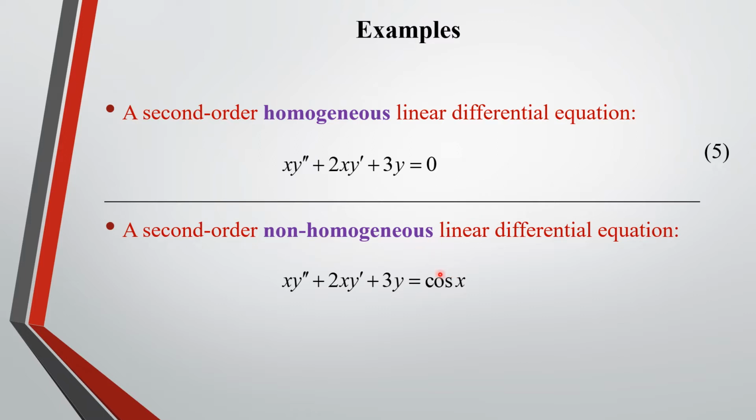If the right hand side is not 0, for example this cos x, which is the g(x) not equal to 0, then we describe this equation as a second order non-homogeneous linear differential equation.